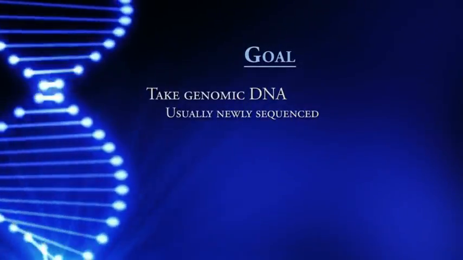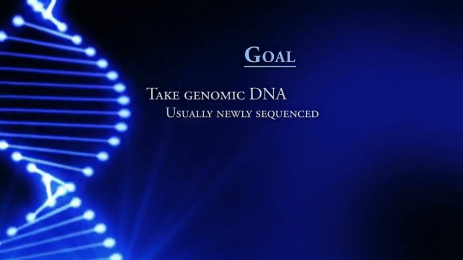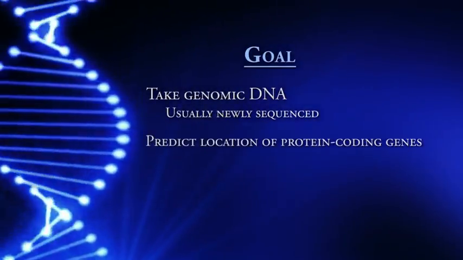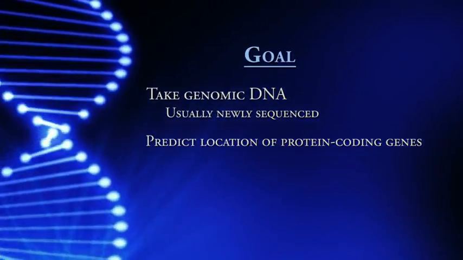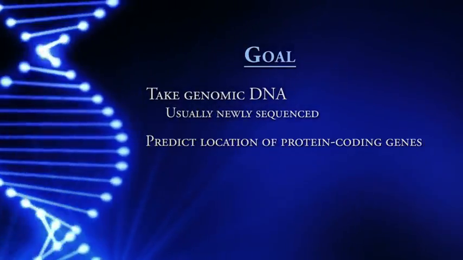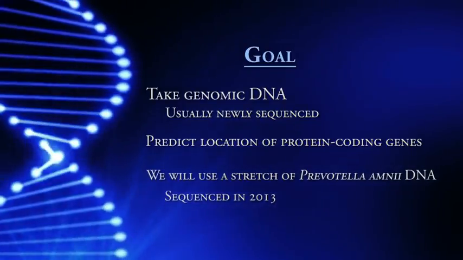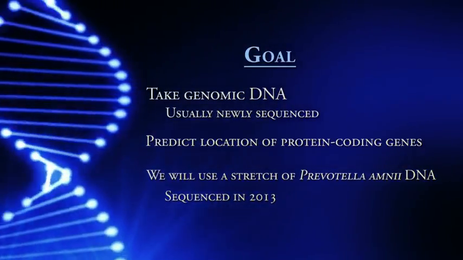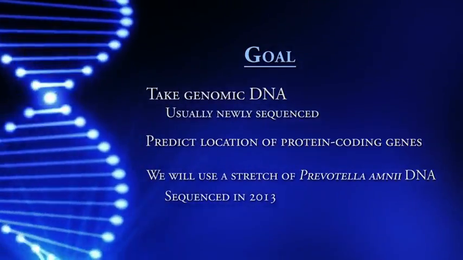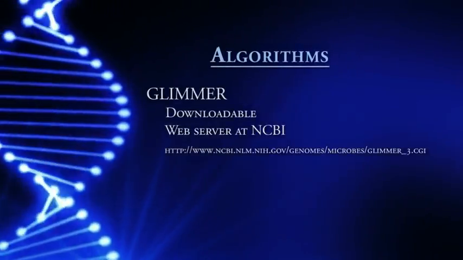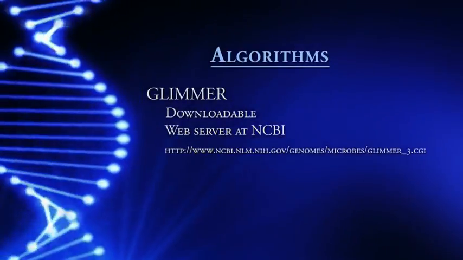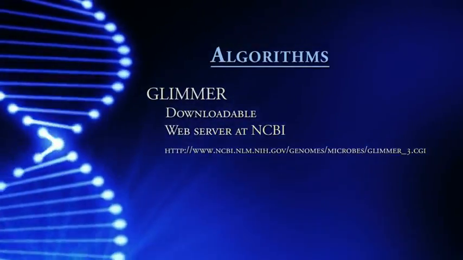Okay, now again our goal. We take genomic DNA, often freshly sequenced, and then we are going to predict the location of protein coding genes on that genomic DNA. For this exercise, we will use a stretch of Prevotella amnii DNA. Prevotella amnii is a bacterium that was sequenced in 2013. One of the algorithms we will use is Glimmer. Glimmer is a downloadable program that also has a web server at NCBI.